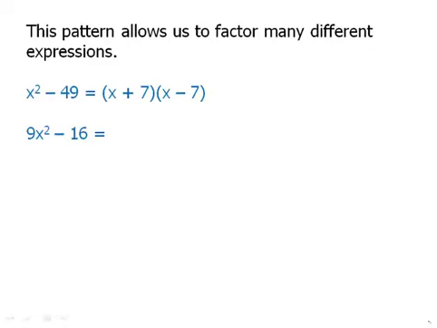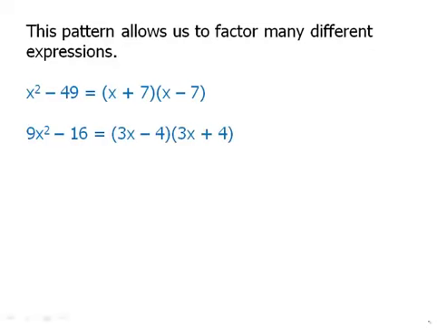Here's another one, a little trickier because we have a coefficient on the x squared term. 9 is the square of 3. And so 9x squared is 3x times 3x. So a equals 3x, and of course b equals 4, because 4 squared is 16. And so we get 3x minus 4 times 3x plus 4.